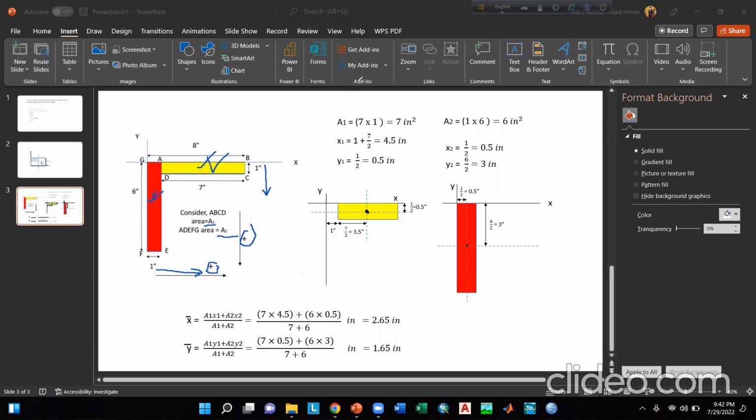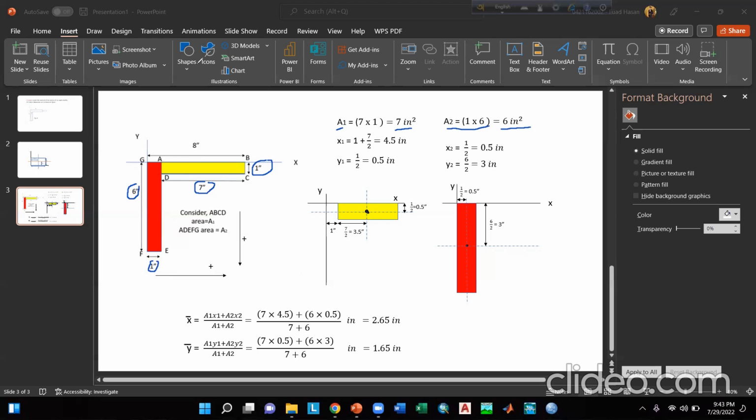Now let's do some calculations. First of all, we will calculate the area. So what will be the area A1? It will be equal to length into width, which is actually 7 inch into 1 inch, and it will give a result of 7 inch square. Now, what will be the area A2? It will be equal to 1 inch into 6 inch, which will be equal to 6 inch square.